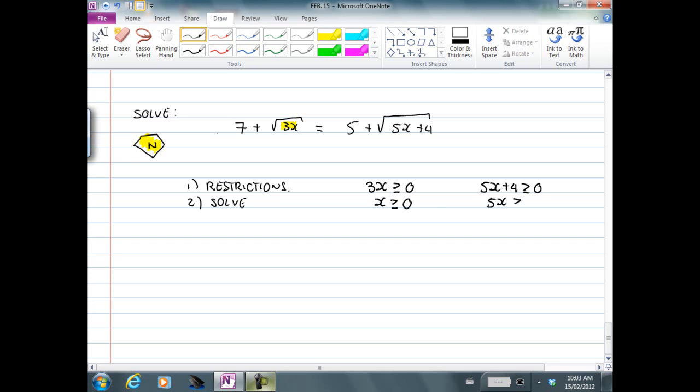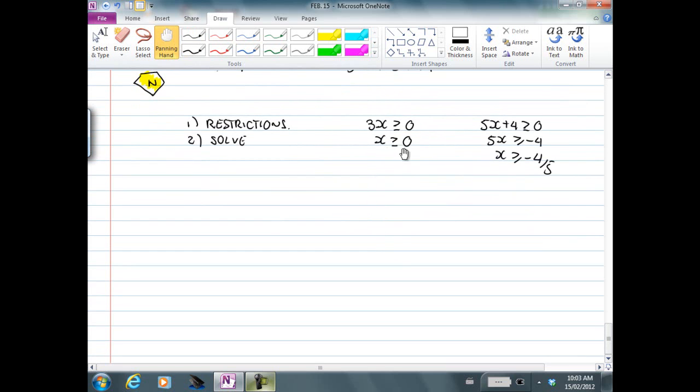5x is greater than or equal to negative 4. X is greater than or equal to negative 4 over 5. Now, I didn't deduct marks from anyone if they give me 2. But if I look at these 2 restrictions right off the bat, one says x is greater than or equal to 0. One says x is greater than or equal to negative 4 over 5. I can merge these 2 restrictions together into one restriction only, which is the one I'm going to use.